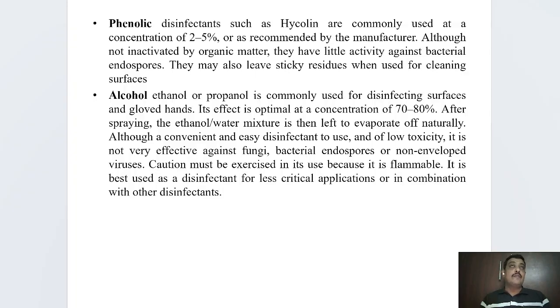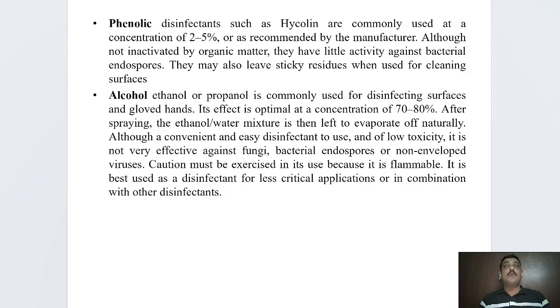And the last one, which is also frequently used, is alcohol. So ethanol and propanol are commonly used as disinfectants. The disadvantage is that it is supposed to be used only on surfaces. Okay, and we cannot use it for sterilizing consumables which are present with liquid media or liquid content. So only surface sterilization is possible.